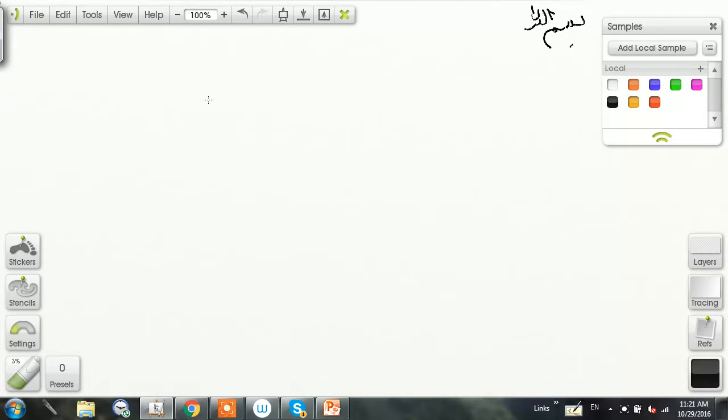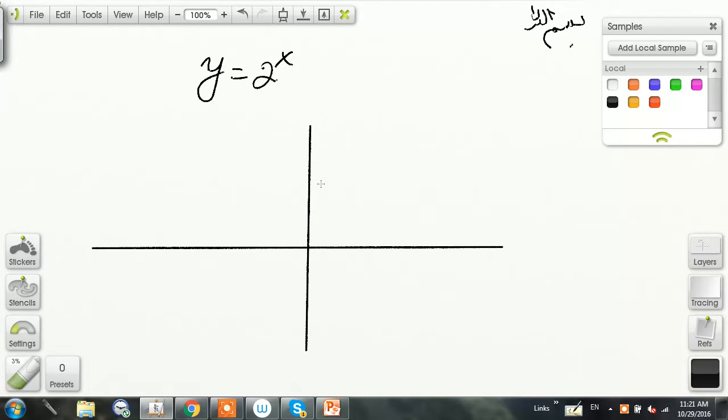Alright. Watch. So y equals 2 to the x. Let's explore this function more, okay? So y equals 2 to the x is like this, right? So the y-intercept is 1, and the function goes like this, okay? Now, how does this compare to this?